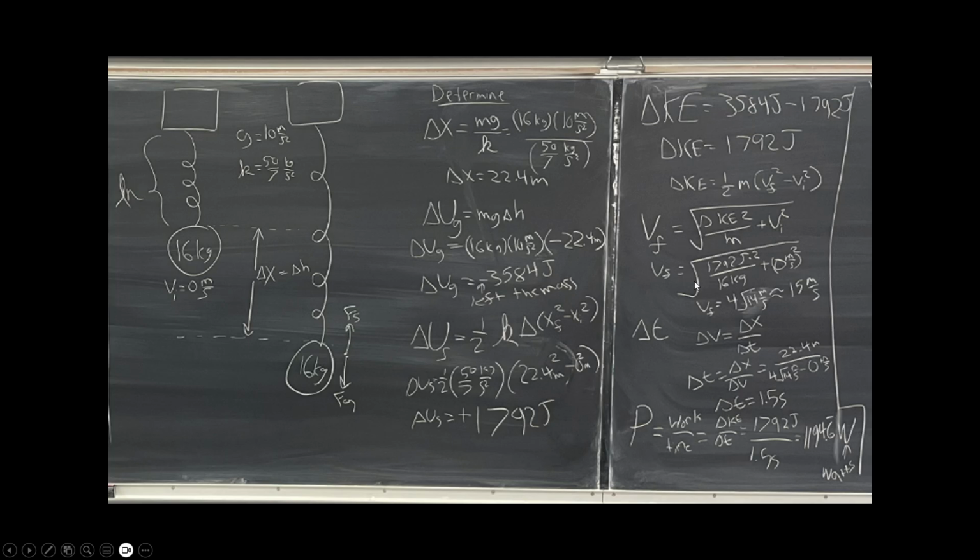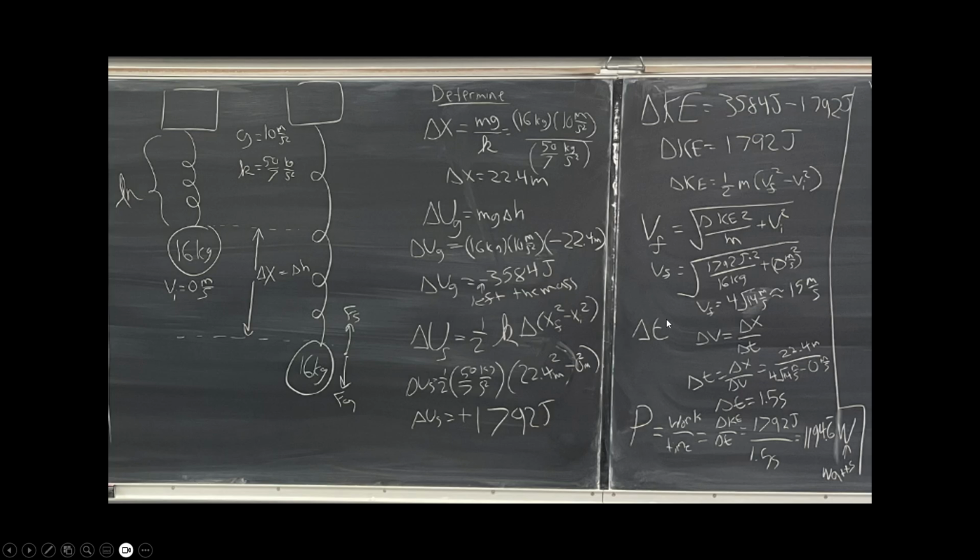Therefore, we have the square root of 1,792 joules times 2 over 16 kilograms plus 0 meters per second squared. This gets us the square root of meters squared per second squared, or meters over seconds. The exact answer is 4 times the square root of 14 meters per second, which is about 15 meters per second.